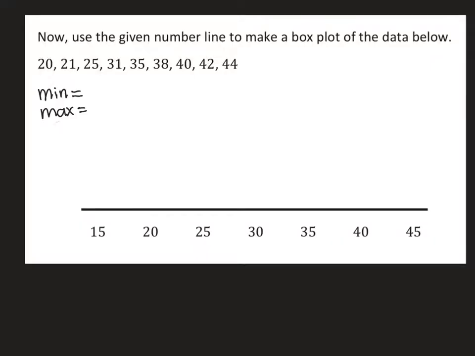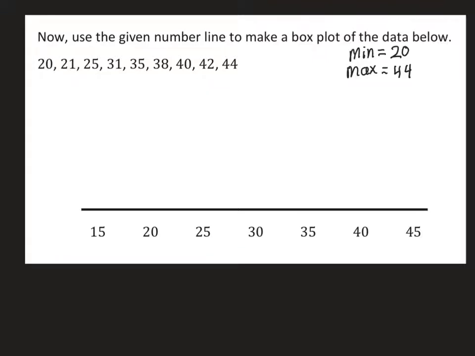So let's start off really easy. We need our minimum number and our maximum number. That's simple. My minimum number is just the lowest number in my data set. My maximum number is just the highest number in my data set. I forgot to mention that my data set is in order. Remember, if it's not in order, you can't do this. So your first step, get it in order. Luckily, this one was already good to go.